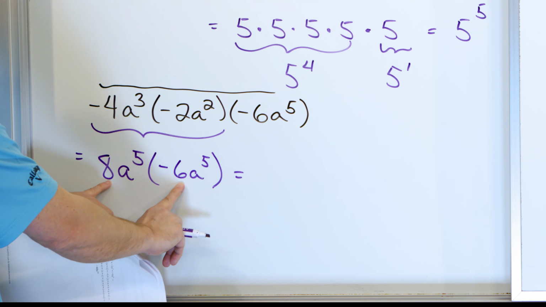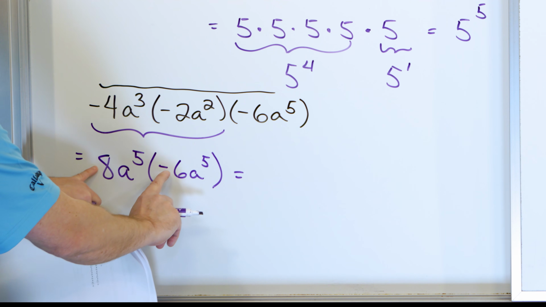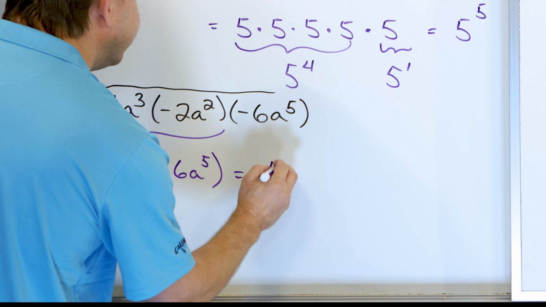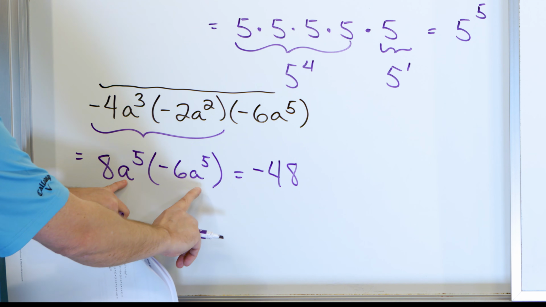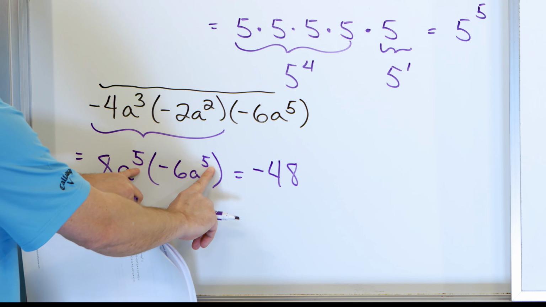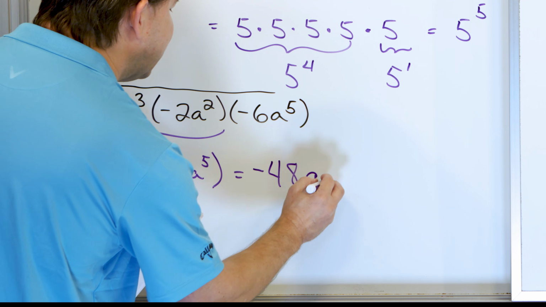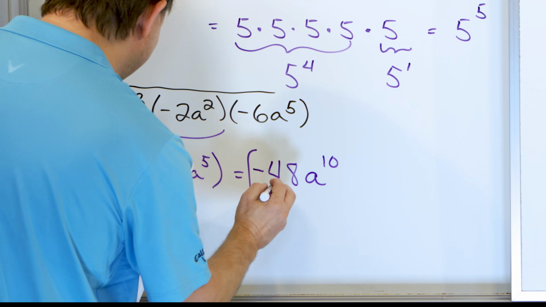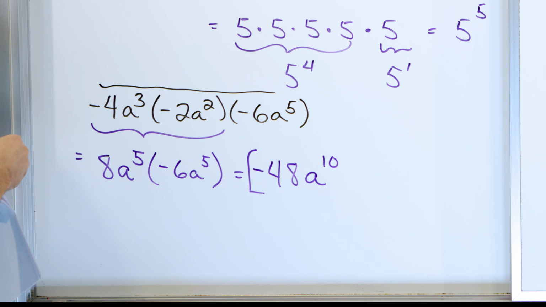We multiply numbers. 8 times 6 is 48, but positive times negative means it's negative 48. And we have these same bases here, so we add the exponents. 5 plus 5 is 10, so it's a to the 10th power. So it's negative 48a to the 10th power.